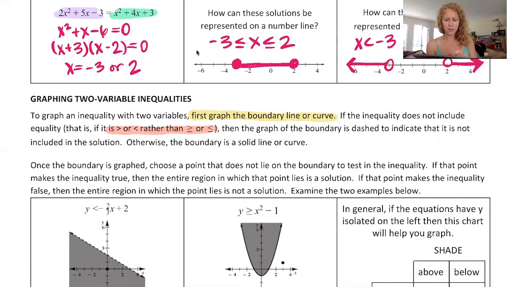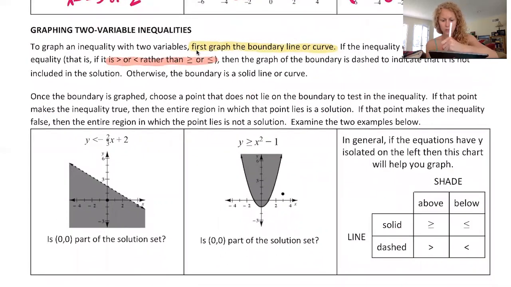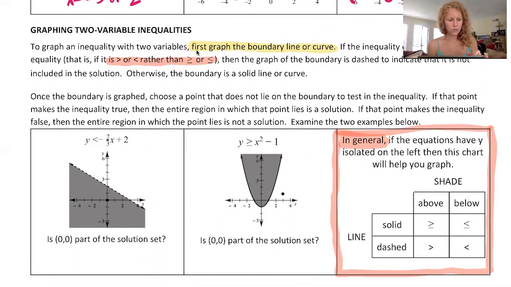And there's a nice handy dandy little section over here to remind you, in general, if they're y equals, then you can usually use this chart here to help you know what way to shade. You can also test points. So you've got solid lines if it's equal to, dotted or dashed lines if it's just greater than or less than, meaning that's a boundary point and not, you can't quite get there. Let's see, I'm just reading the rest of this.